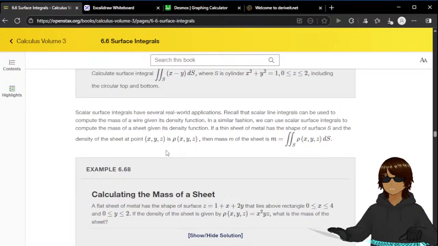Then what is density? Density in this context, what is it? Is it like mass per area?